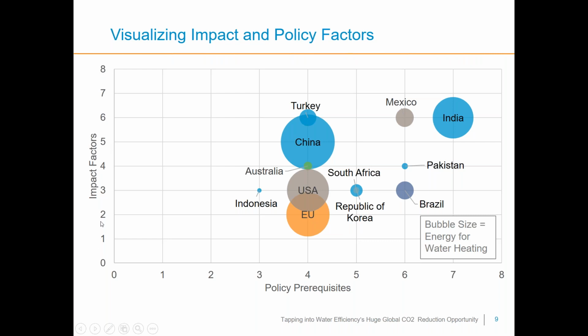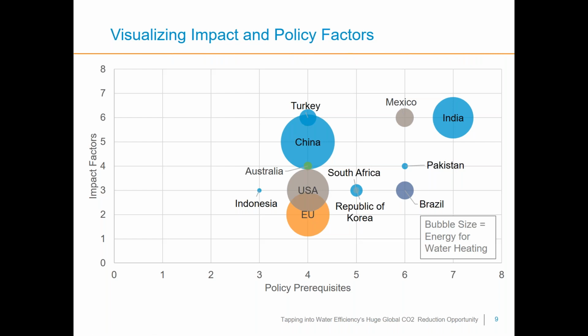Each of the previous impact factors gets a score between 0 and 2, so going up to 6. And then these policy prerequisites that we just saw have been combined into just a numerical score. The upper right region is again where we're going to have the biggest impact, as well as the highest likelihood of success. Maybe not surprisingly, again, India is there. Mexico and so on.